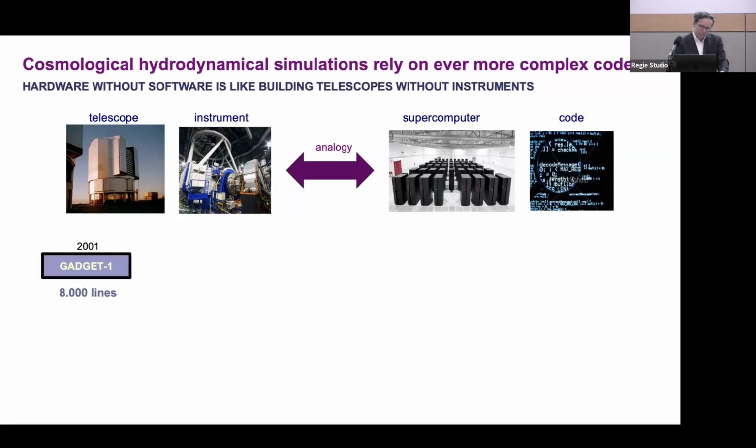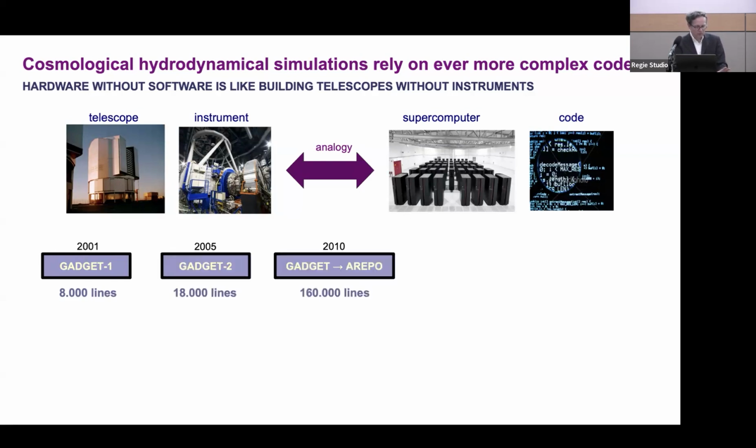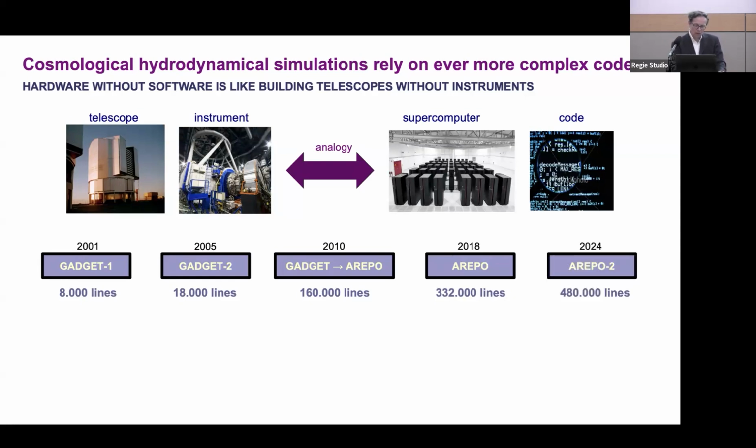And the software, however, gets increasingly complex. I worked in my thesis on the Gadget code, which had 8,000 lines of code. I was very proud of this when I finished my thesis. Then in 2005 came Gadget-2, which had already 18,000 lines. In 2010, when we changed this code to Arepo, it had 160,000 lines. For IllustrisTNG in 2018, we had 332,000 lines. We're now working on Arepo 2, which has 480,000 lines of code.